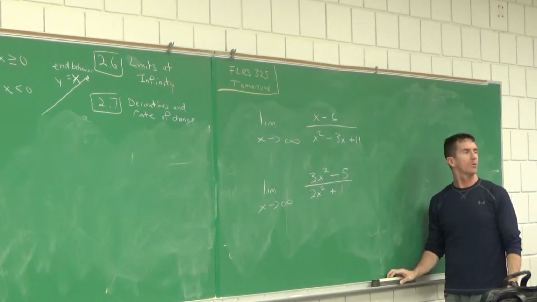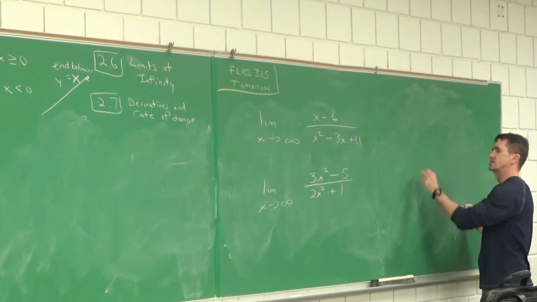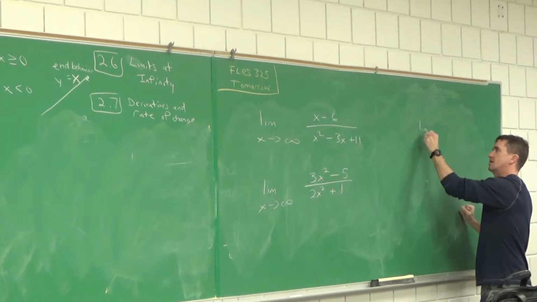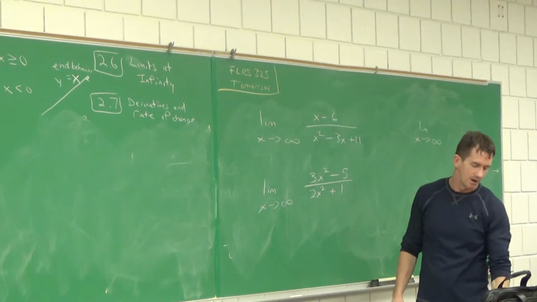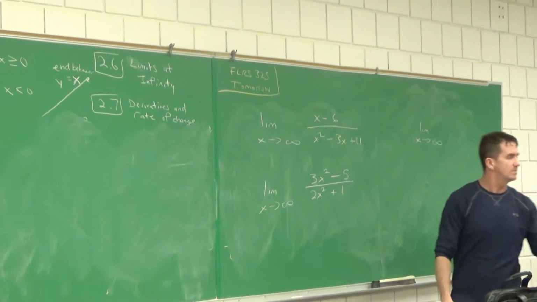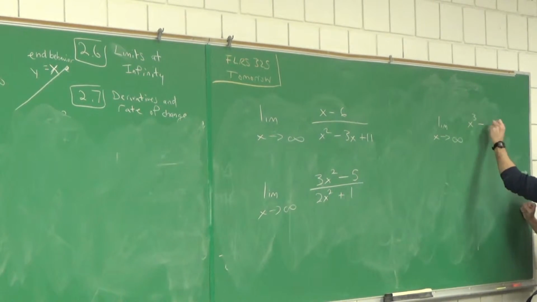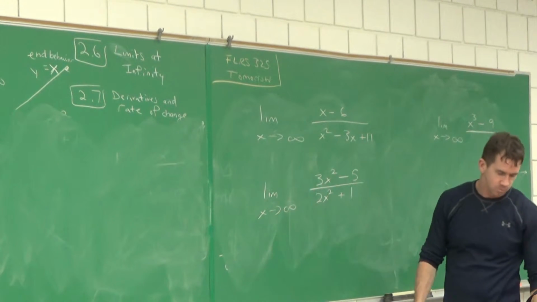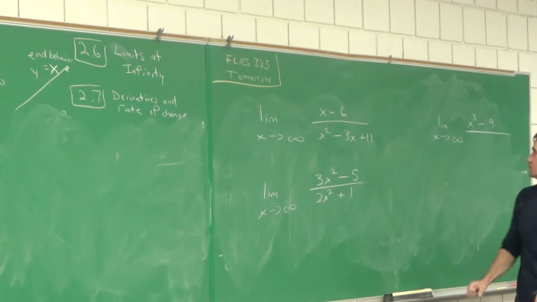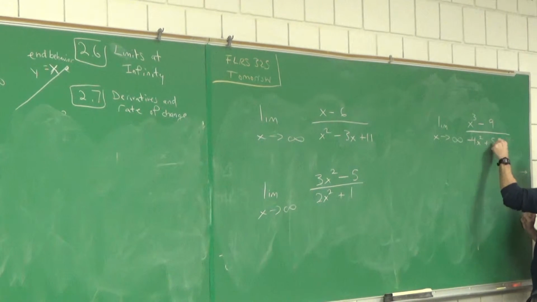Usually I say, show all work for full credit. Right here I'm just like, you can just find the limits. Here's another one. Find the limit as x approaches infinity of x cubed minus 9 over negative 4x squared plus 5x plus 1.